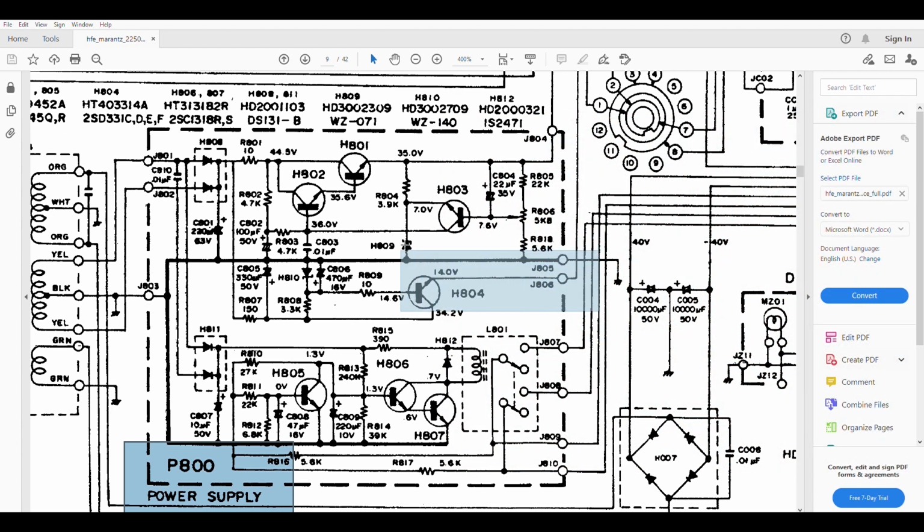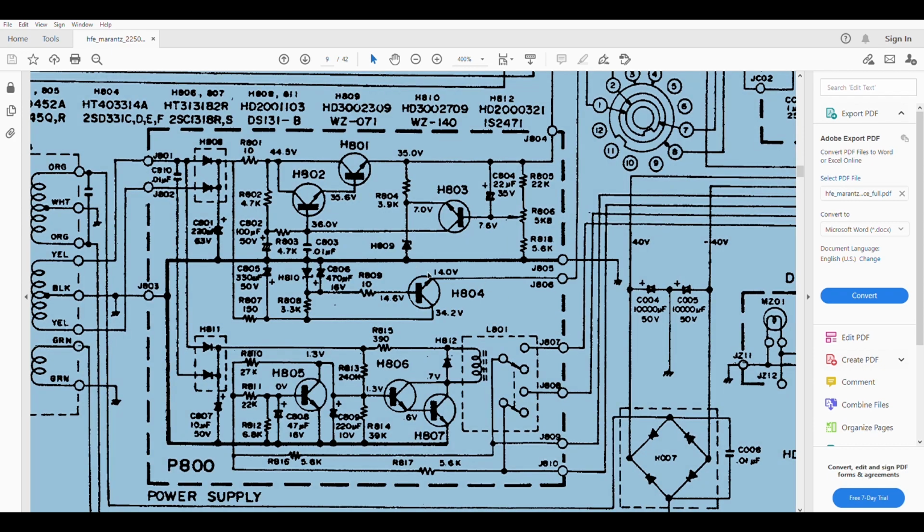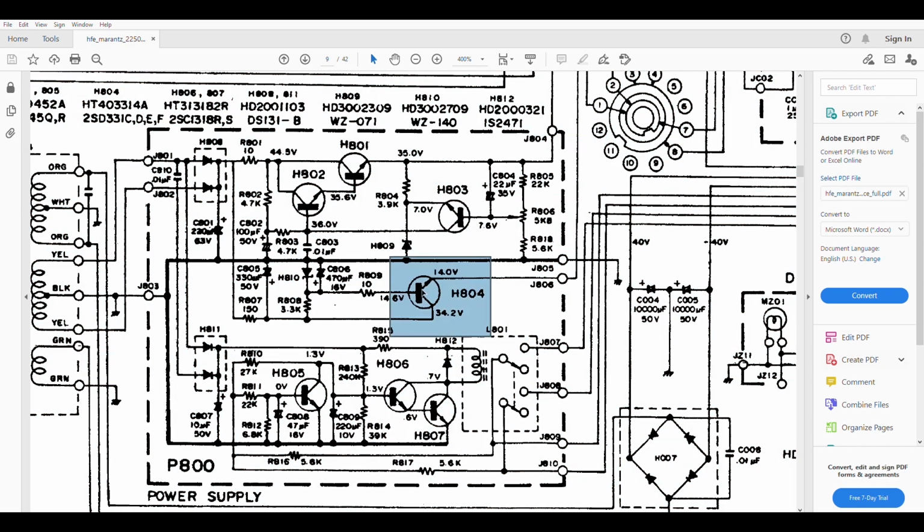So now that I know that it's coming from J806, the power for the stereo light that is, and I see that it's coming right off of the emitter of this transistor here, we see that we're supposed to be getting 14 volts at J806. So that tells me that H804 might be bad. However, as I look more closely at this circuit right here, I see that just at the base of H804 is a Zener diode. Zener? I don't know. It's this thing right here, H810.